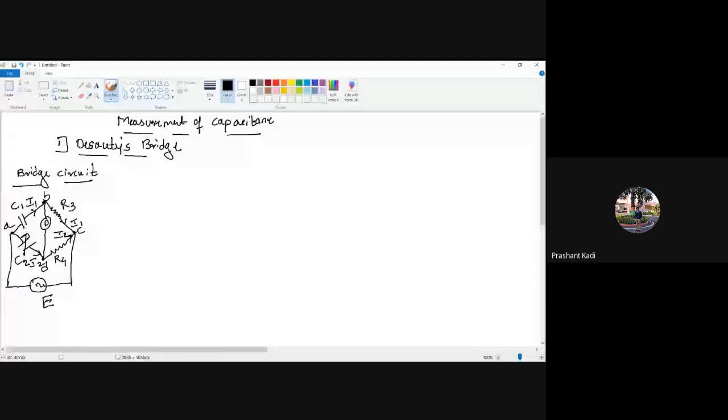Actually, we need to represent this bridge circuit in a phasor diagram also. But in an online class, it is difficult to understand the phasor diagram. Once the class starts in offline mode, we'll discuss the phasor diagram for all the bridges. As of now, just remember the bridge circuit.